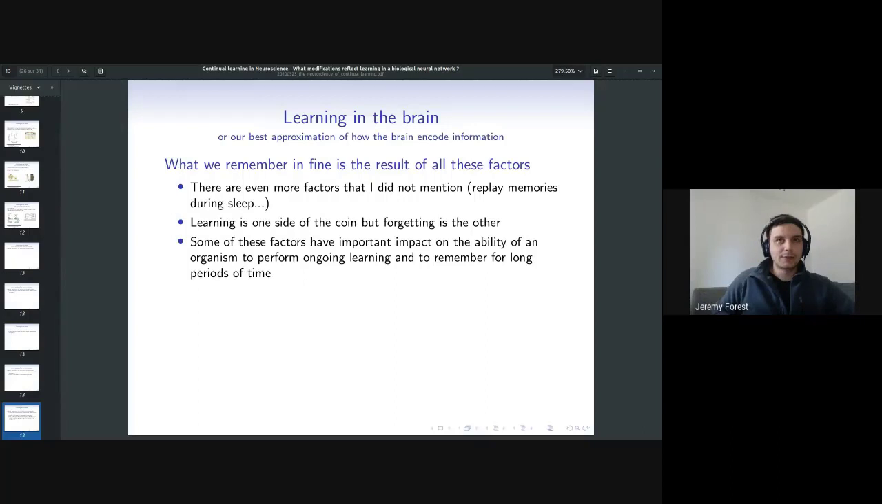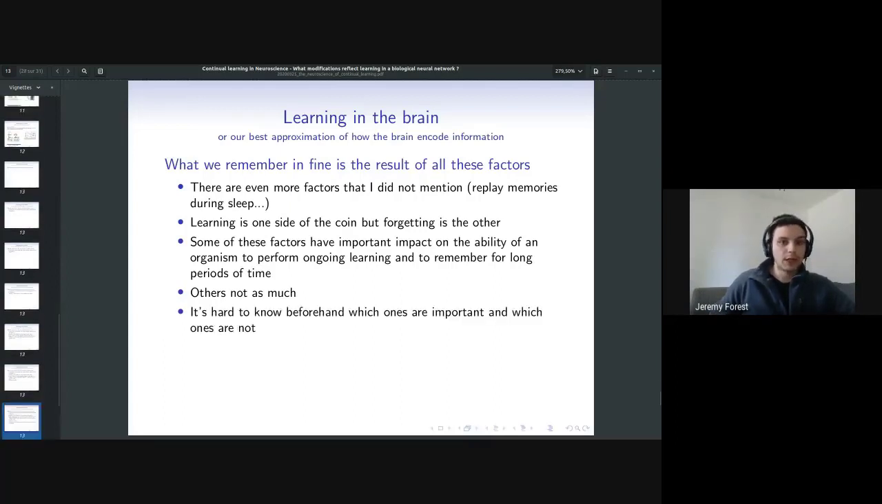And also, the brain is messy, and some of these factors have an important impact on the ability of an organism to perform ongoing learning and to remember for a long period of time. But others of those factors, not so much. We just don't know which ones are the most important ones, and it's hard to know beforehand which are important and which are not. Also, biology has a lot of redundancy, so knocking out, for example, specific proteins will maybe not have an impact directly that you can measure.